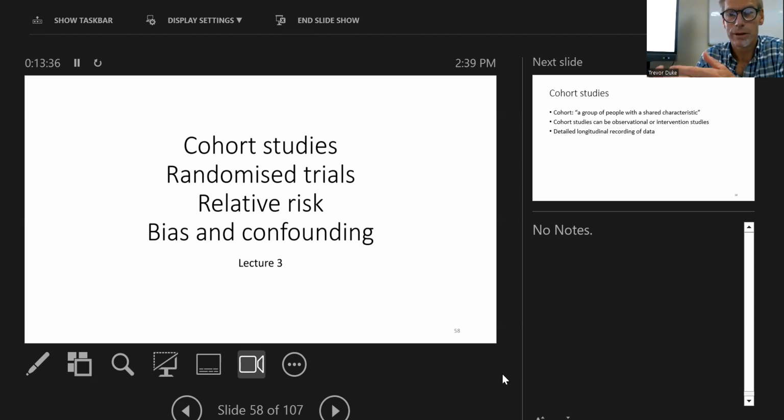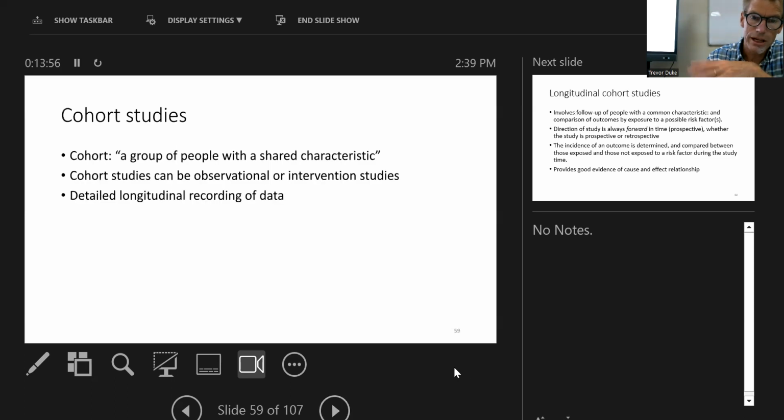Today, I want to talk a bit about cohort studies and how they're different from case control studies, and how they can be used to address different questions. So, a cohort is basically a group of people who have a shared characteristic, and that could be virtually anything. But that's the definition of a cohort.